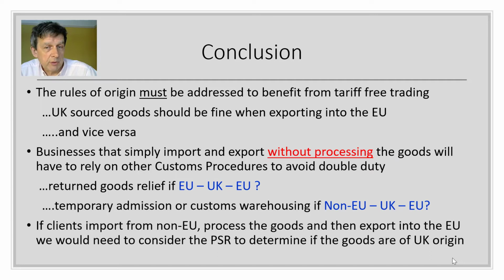If clients import from non-EU, process the goods, and then export into the EU, then you're going to have to consider the product-specific rule to determine if those goods are of UK origin. And this could be the goods have got a change in trade classification, for example. And if that's what the rule is for your particular product, if you import them under one code and you do enough to those goods to mean they've got another code going out, and all the rule says for that particular product is you've got to change the tariff classification, then you could meet the product-specific rule of origin.